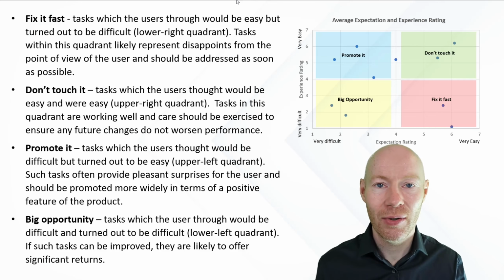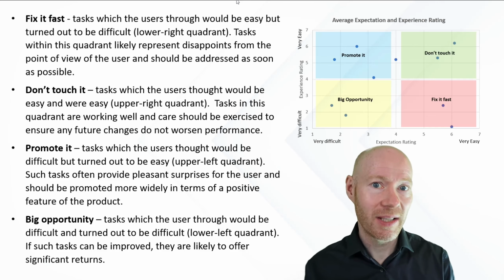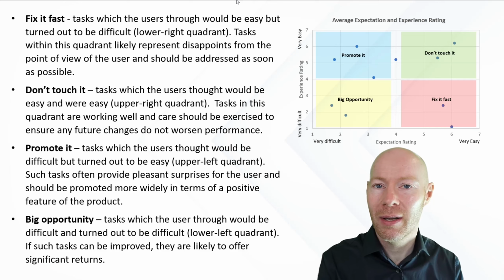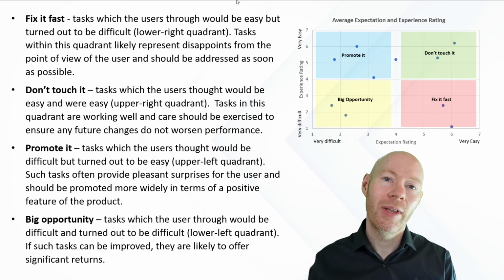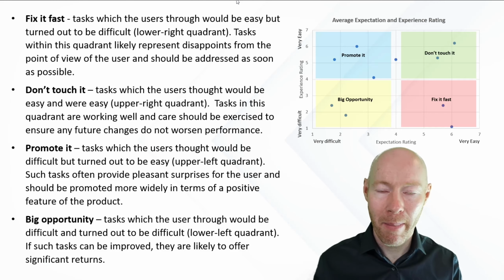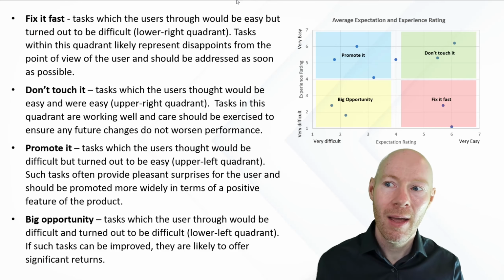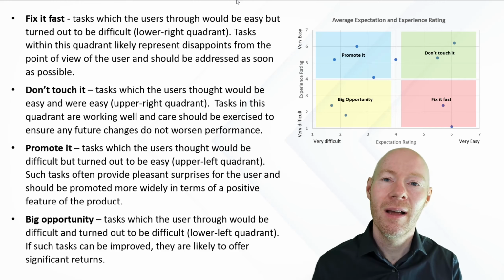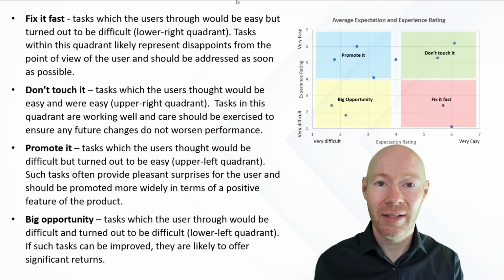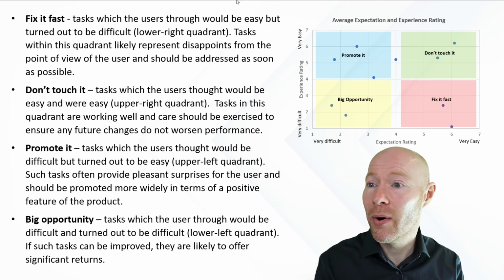So just in terms of those quadrants, things that fall into the fix it fast. So these are tasks that the user said up front, oh, it'll be easy to do this. And then when we give them a task to do it, it turned out to be quite difficult. They're red lights for us because these are ones where the user's expectations have not been met. In fact, they've been frustrated. It turned out to be much more difficult than they thought it was going to be. And from the user's point of view, this is not going to be a positive aspect. So any instances that fall into that are good indications of things that we need to work on to improve quite radically the user's experience.